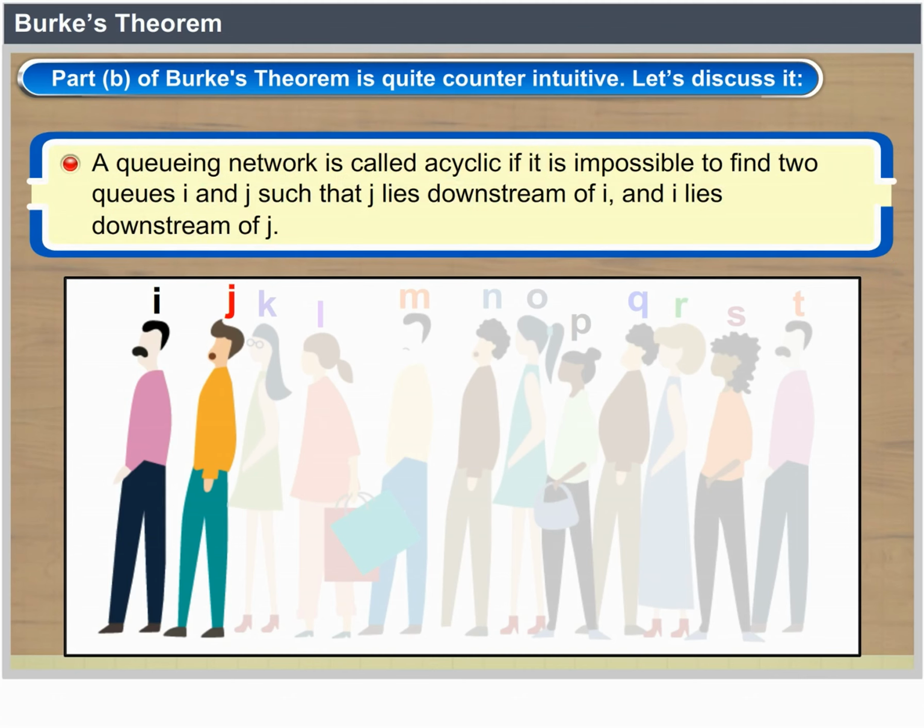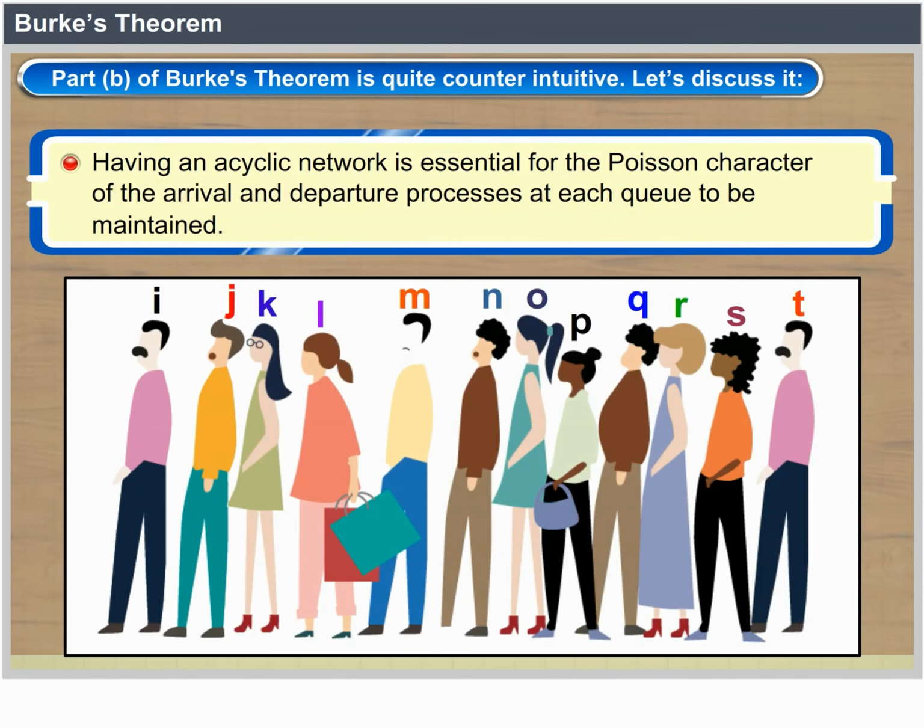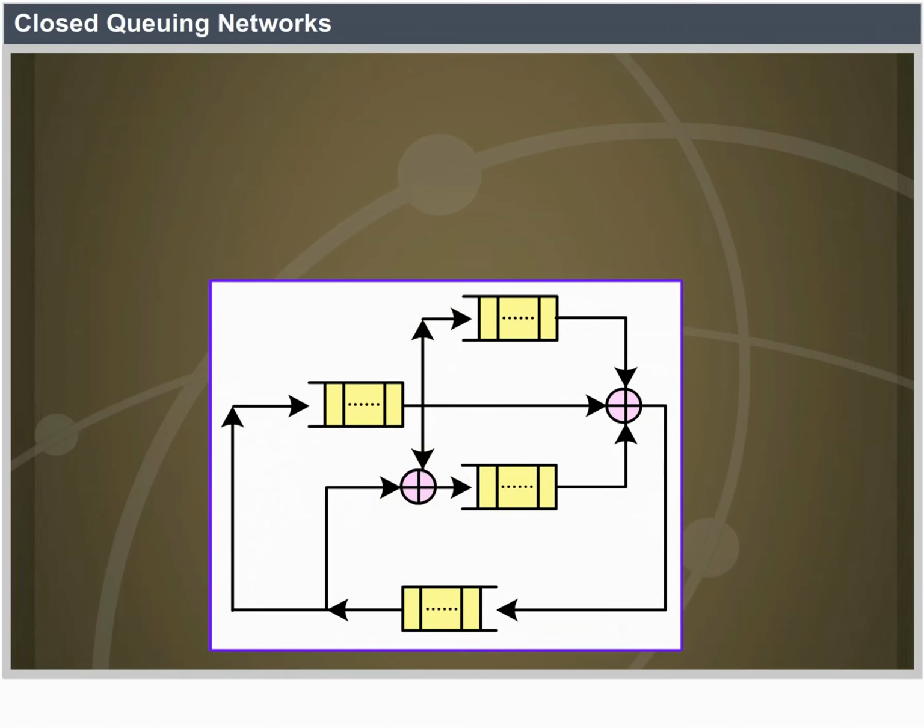A queuing network is called acyclic if it is impossible to find two queues i and j such that j lies downstream of i and i lies downstream of j. Having an acyclic network is essential for the Poisson character of the arrival and departure processes at each queue to be maintained. Closed queuing networks.